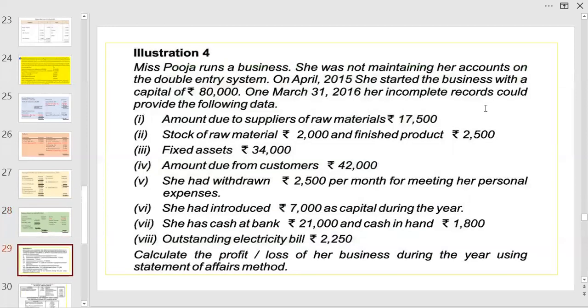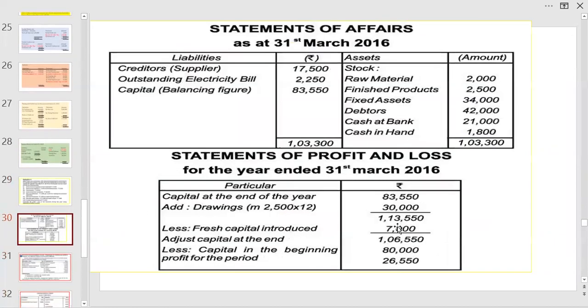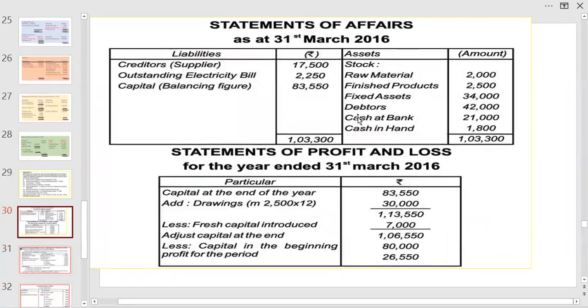If you look carefully, all details needed for a balance sheet are given, nothing about income or expenses, but they want us to arrive at the profit and loss account. The only way to do it is to match the closing net assets with the opening net assets, which is 80,000 capital only. A statement of affairs is prepared in order to arrive at the net assets at the end.